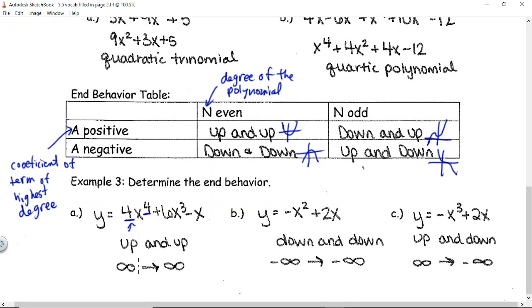This other notation just means as you go to the right, it goes up, and then as you go to the left, it also goes up.